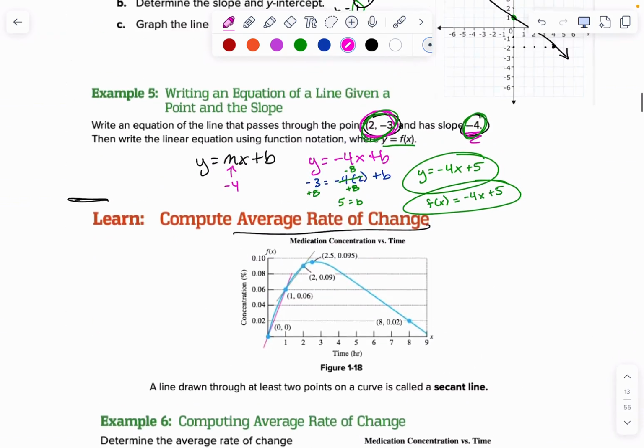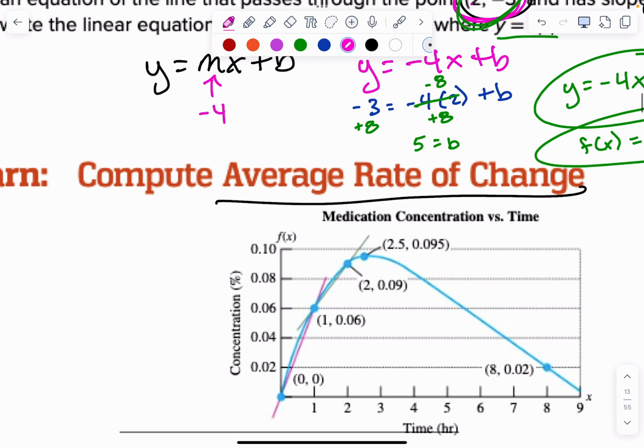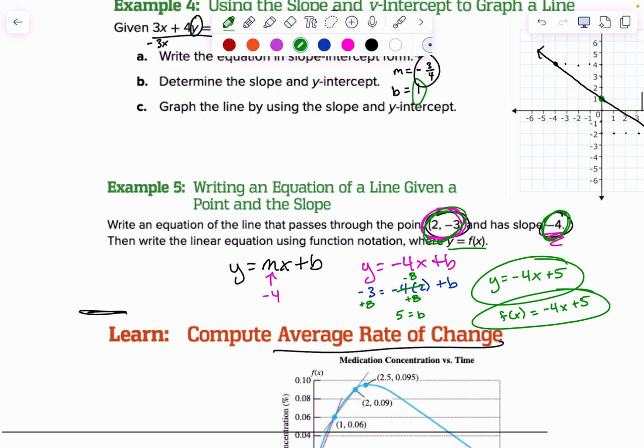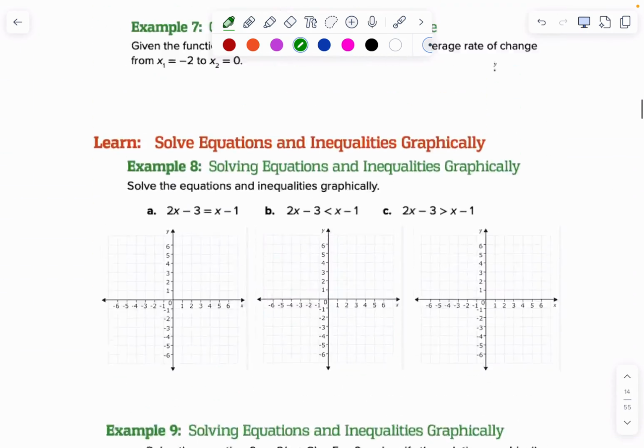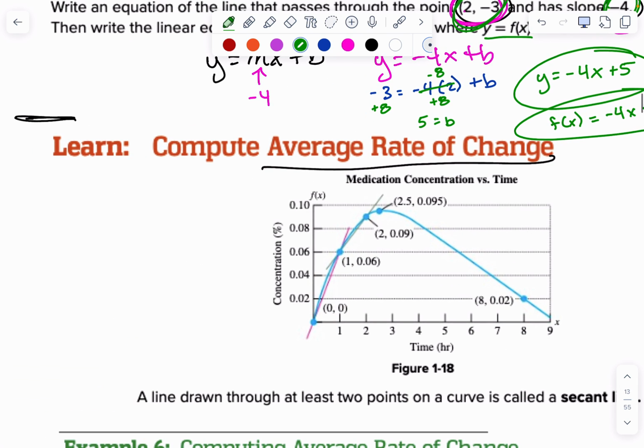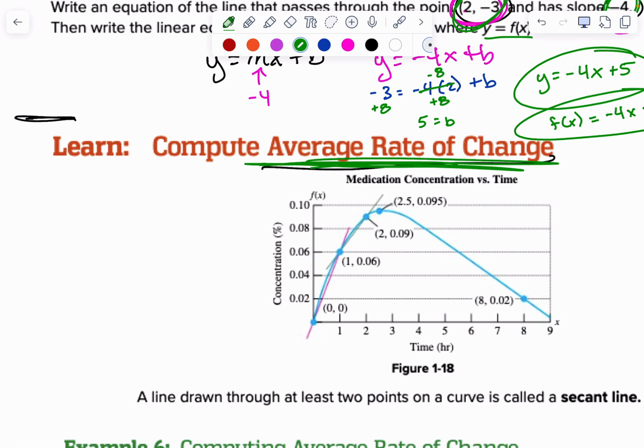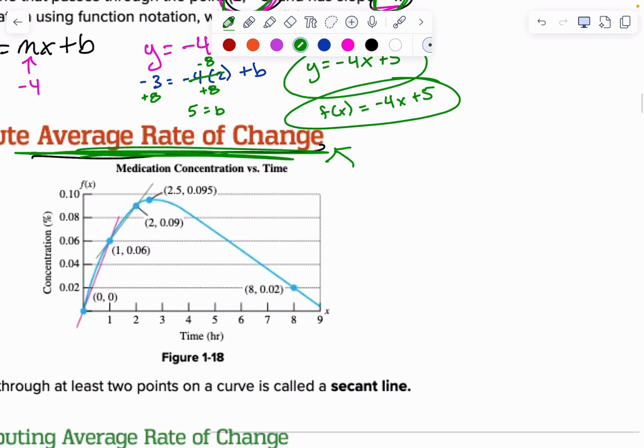Resume 1-4 notes. We are on average rates of change, right below example 5. How much do we have left? Not too much, like a page and a half. Average rate of change. We talk about this a lot; in calculus we talk about instantaneous rate of change. What does rate of change correspond to? Slope. So when they ask for average rate of change, they're just asking you to calculate the slope. They're just going to give it to you in a weird format, but that's fine.